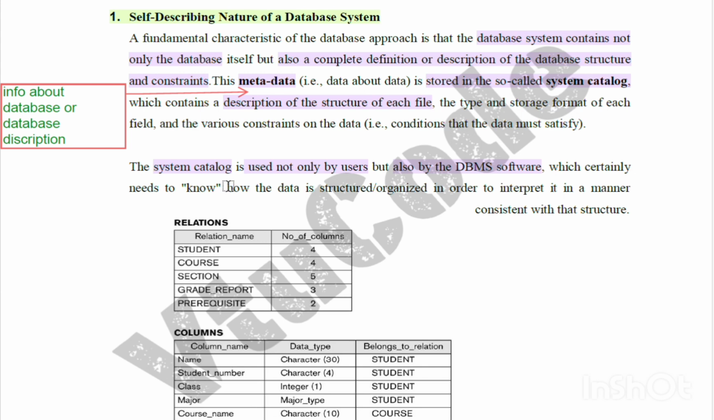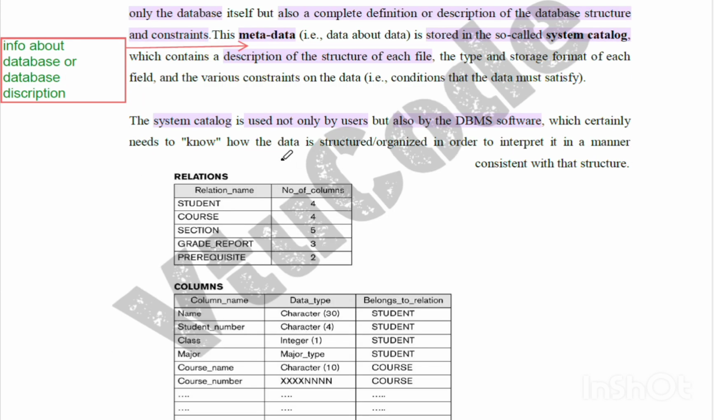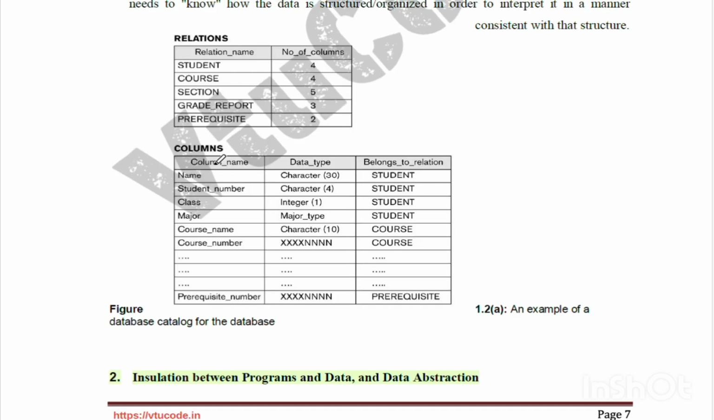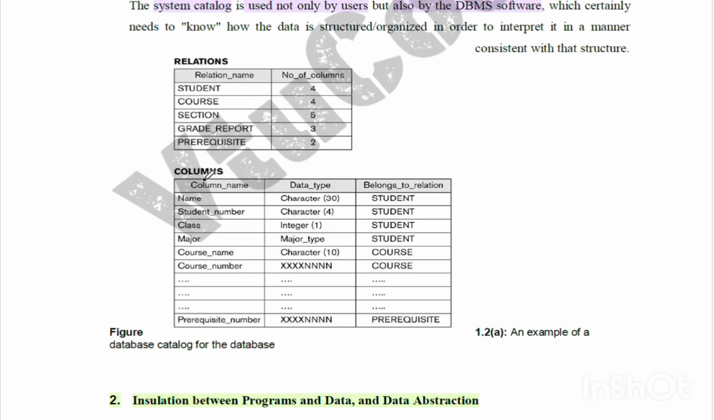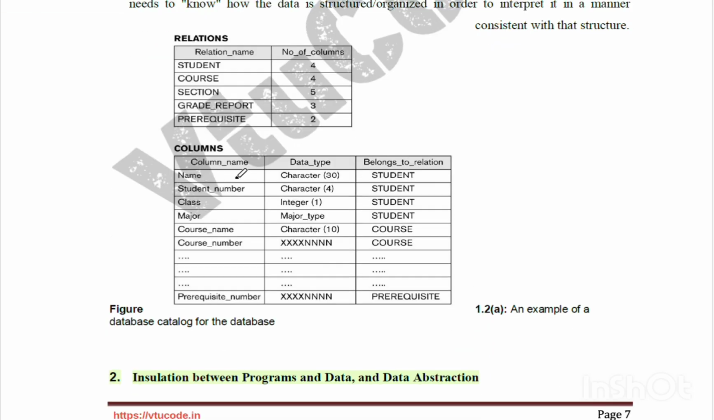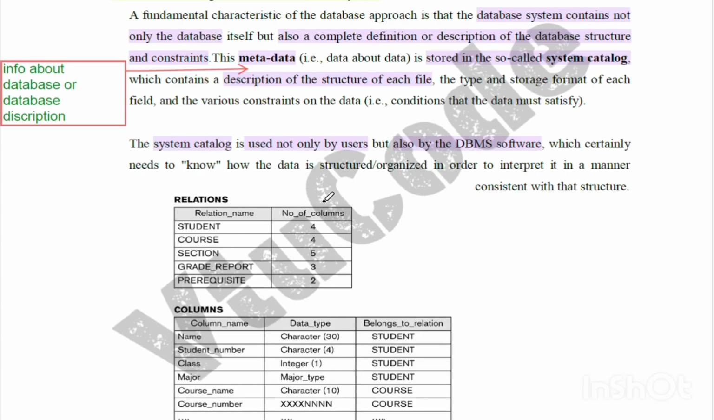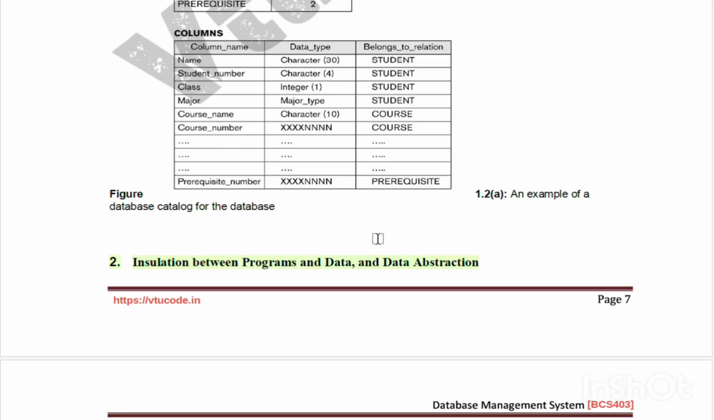Next, the system catalog is used not only by users but also by the DBMS software. See, this is the relation, student course, and how many columns are there? Here in the columns, we can see the metadata: the name, what is the data type of the name, what is the maximum number of characters of the name, and which relation it belongs to. The name belongs to the students relation. This is the metadata of the database, which is stored in the system catalog.